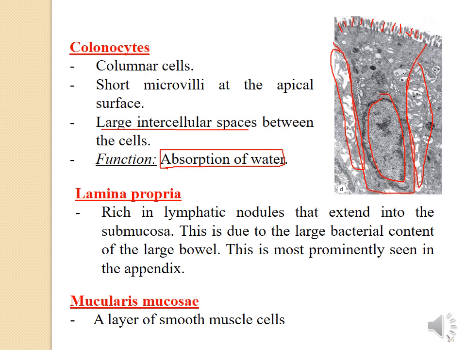The lamina propria of the large intestine has the same features as in the other areas. However, it is rich in lymphatic nodules that extend into the submucosa, large lymphatic nodules that extend into the submucosa. And of course, this is due to the large bacterial content of the large bowel, and this is even more prominently seen in the appendix. Muscularis mucosae, the same as in the other parts, is a simple layer of smooth muscle cells.